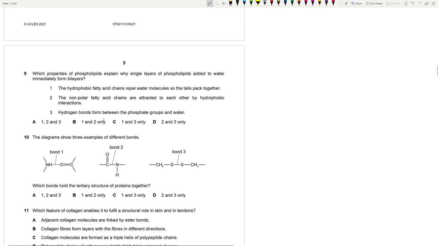9. Which properties of phospholipids explain why single layers of phospholipids added to water immediately form bilayers? The hydrophobic fatty acid chains repel water, so the tails pack together. This is true. The non-polar fatty acid chains are attracted to each other by hydrophobic interactions. Basically, they pack together and form a micelle, a spherical structure where the tails all point inward. Mainly because the tails repel water, the heads point towards water, and there are some interactions between the tails, so that's right. Hydrogen bonds form between the phosphate groups and water. That's true. So we are going to go with 9A.